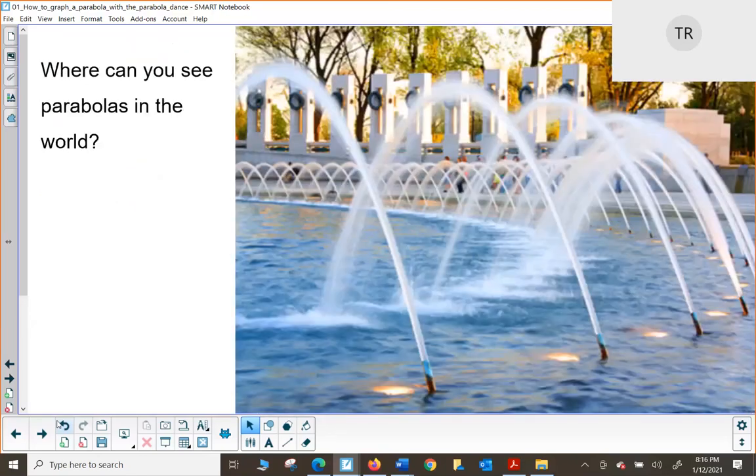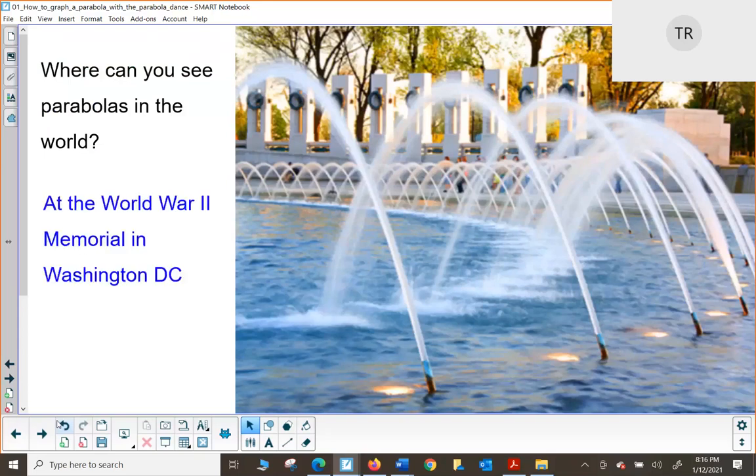Where can you see parabolas in the world? Whenever we can, I've wanted to do that. So this one is from the World War II Memorial in Washington, D.C., not at the Bellagio, like many people have told me that it was.